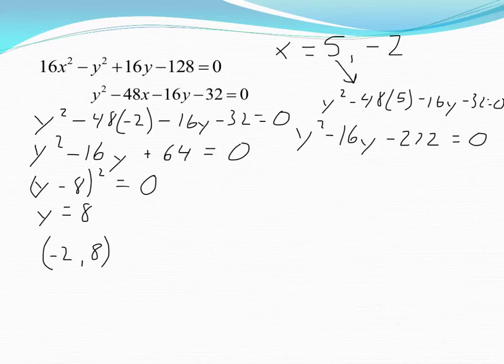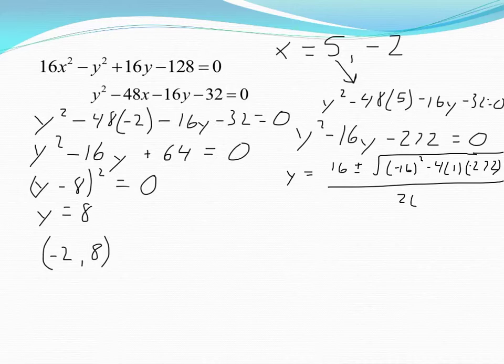To solve this equation, I'm going to use the quadratic formula. Y is equal to the opposite of b, so that's positive 16, plus or minus the square root of b squared minus 4 times a times c, all divided by 2 times a. That's our quadratic formula. Underneath the square root, all of that calculates to 1,344, and all over 2 still.